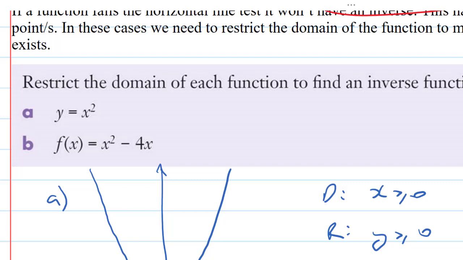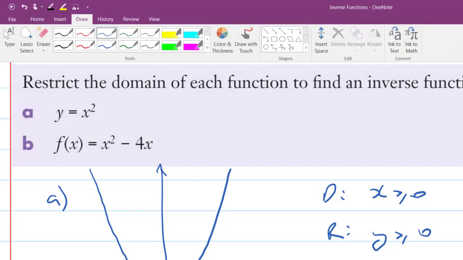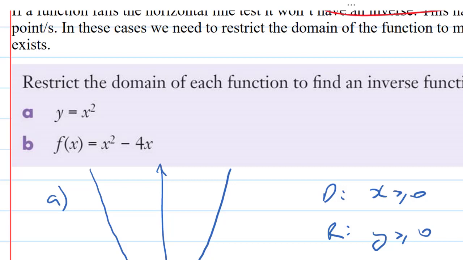So the domain is x greater than 0. Range is also greater than 0. That's true for the inverse as well. We're just restricting the domain, but the range can be negative as well. Isn't the range minus infinity to plus infinity? Not after we restrict it. I've restricted it to the red.